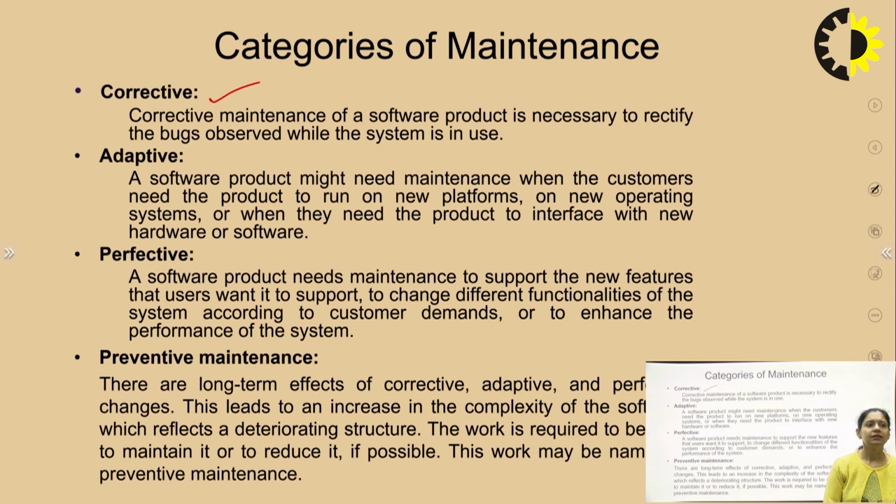Preventive. There are long-term effects of corrective, adaptive and perfective changes. These lead to an increase in the complexity of the software. So to prevent any deterioration of the software, we need to have the preventive maintenance. So all the above maintenances that we were doing might increase the complexity of the already existing software. So to avoid or to manage that complexity, we have the preventive maintenance.